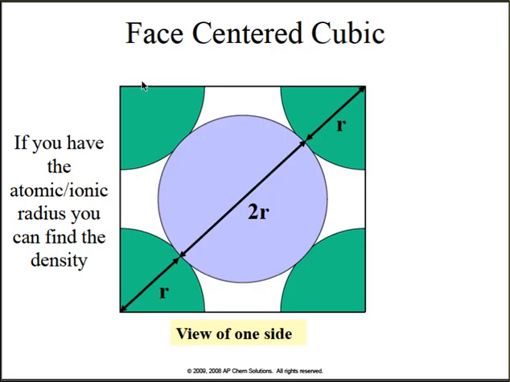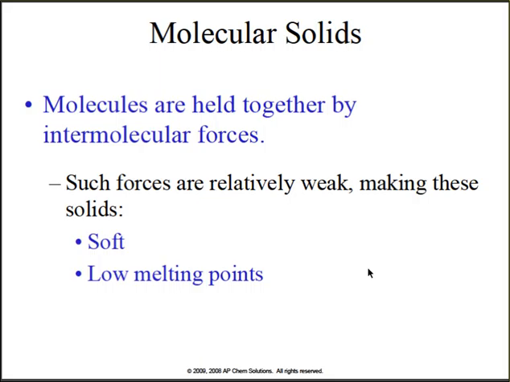So if you look at face center, this is the side view of one of them. You see that it's very similar to that of the body center. Okay, so you have basically 2 radius. Okay, there you go. Now let's talk about molecular solids.